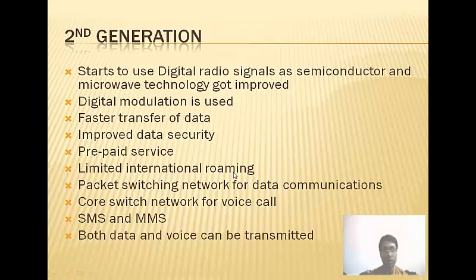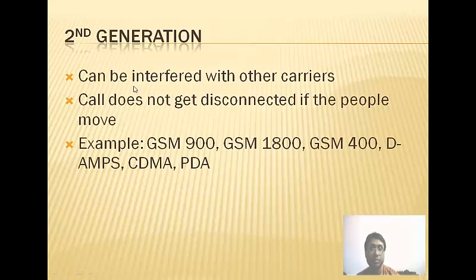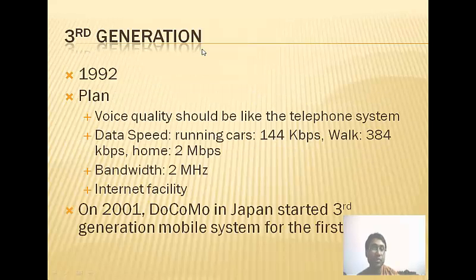I think on first generation the roaming was not allowed and the movement was also not allowed. Packet switching network for data communication, circuit switching network for voice call, SMS service and MMS service, both data and voice can be transmitted. Can be interfered with by other carriers. Call does not get disconnected if the people move. Some examples are this.